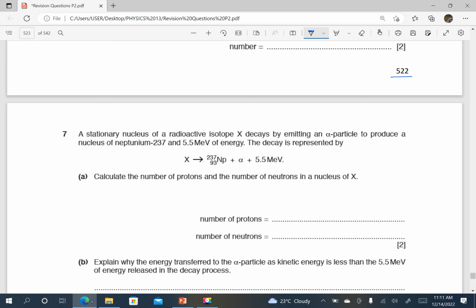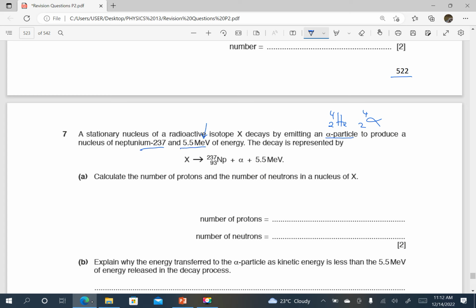A stationary nucleus of a radioactive isotope X decays by emitting an alpha particle. Remember, an alpha particle is a helium nucleus, which is He 4 2, or you can write alpha 4 2, that is fine. You must know how to write an alpha particle, even though you are not a chemistry student. To produce a nucleus of neptunium 237 and 5.5 mega electron volts.